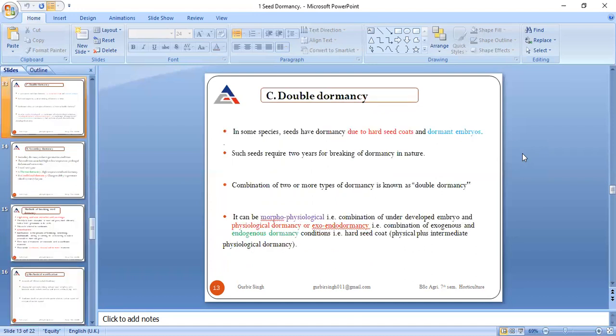Double dormancy. In some species, seeds have dormancy due to a hard seed coat and a dormant embryo. Such seeds require 2 years for breaking out of dormancy in nature. A combination of two or more types of dormancy is known as double dormancy.